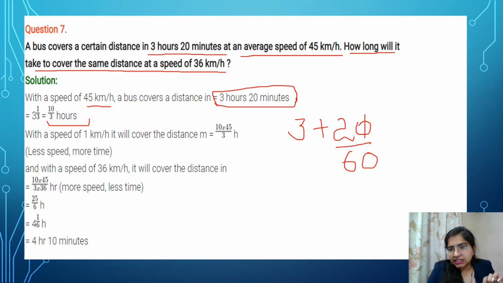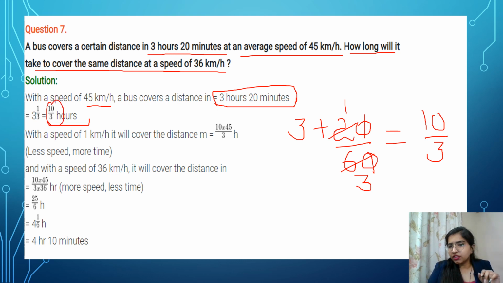So 0 will be cancelled with 0. With the table of 2 you can cancel. 2 ones are 2, 2 threes are 6. It will be 3 and 1 by 3. So when you convert the mixed fraction into an improper fraction, 3 threes are 9, 9 plus 1 is 10. Right? So it will be 10 upon 3. You can see directly we have done 10 upon 3.